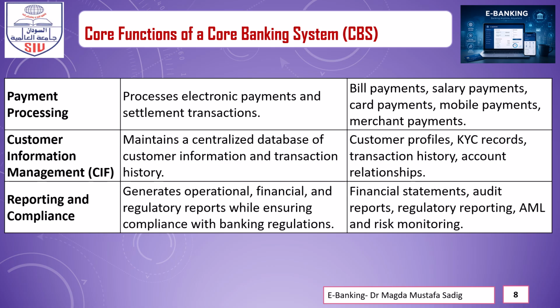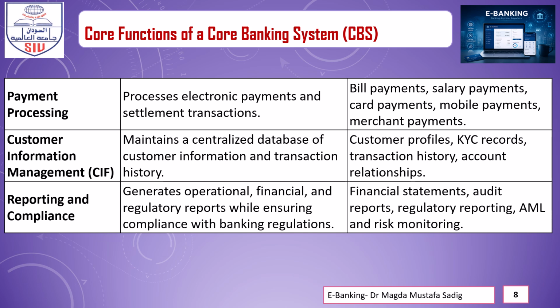This centralized information allows any authorized branch to serve the customer quickly. For example, if a customer opens an account in one city and later visits another branch hundreds of kilometers away, the employee can immediately access the customer's information through the core banking system. This improves customer service and reduces duplication of records.